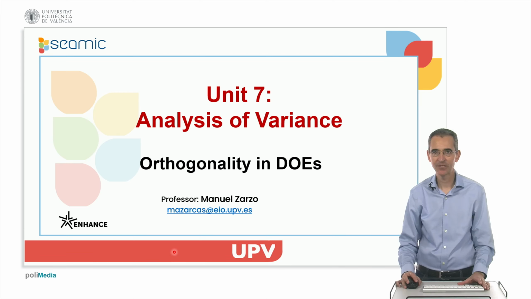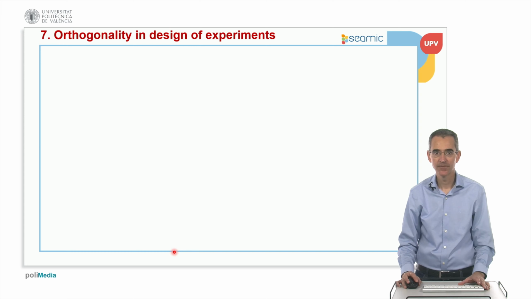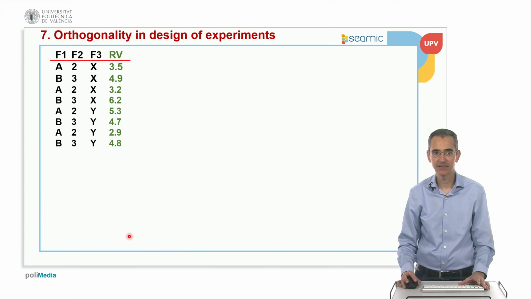Good morning, I'm Manuel Zarzo, and in this Unit 7 about ANOVA, I'm going to talk about the orthogonality in designs of experiments, which is a very important concept. Good. This is a design.